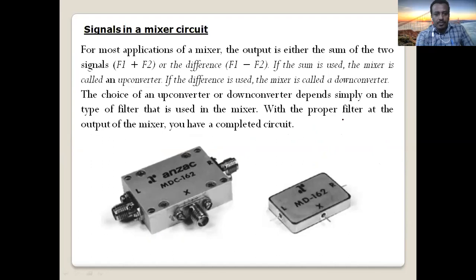In most microwave applications, as we have discussed, the signal output we need may be the summation of the two. We call this type of mixer an up converter mixer, or the difference, we call it a down converter mixer. So we classify our mixers as up converter if the sum is used, and down converter if the difference is used.